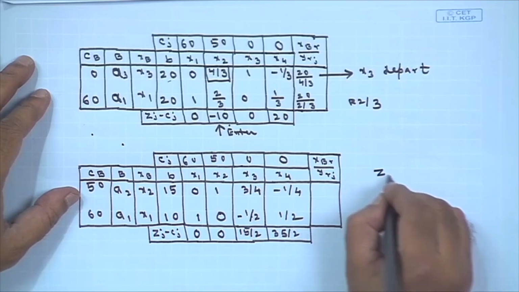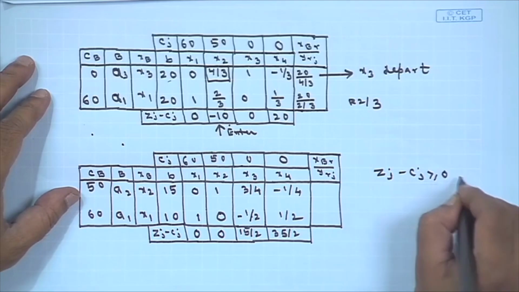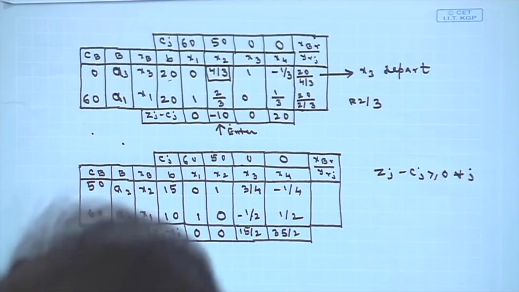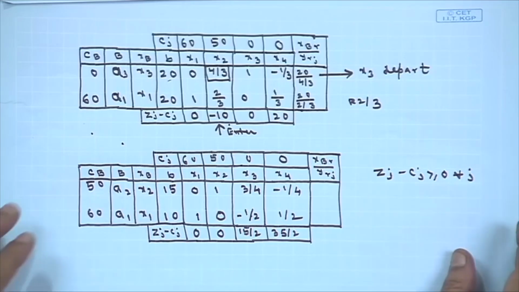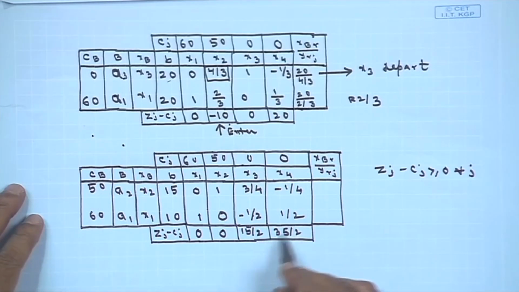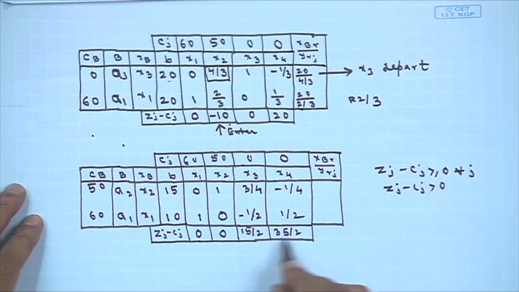Now, you see for this case Zj minus Cj is greater than or equal to 0 for all j, and in this case Zj minus Cj is greater than 0 for non-basic variables x3 and x4. So, we obtain the optimum value.